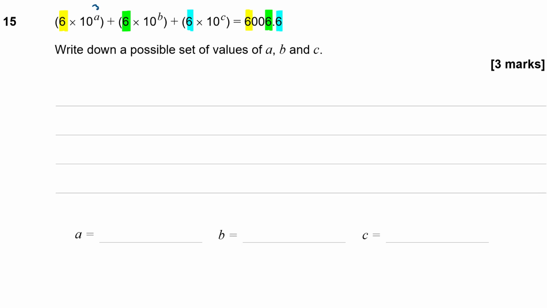So that one has to be a 3 to give me an answer in the 1,000 column. Now the next one along, that's just in the units. I'm just going to have to times 6 by 1, aren't I, to get a normal 6. So that's 10 to the 0. And then finally, if I want to get 0.6, I'm going to have to times it by 10 to the minus 1. 10 to the minus 1 is divide by 10, isn't it? So that can be 0.6.